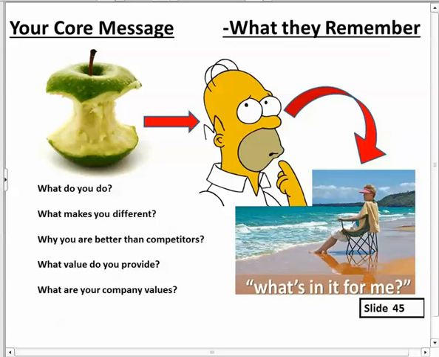Okay? So as you're constructing that core message that you're trying to get across, you have to construct it in a way that lets your customers embrace, if you will, what's in it for me and remember that.